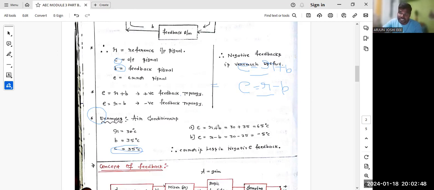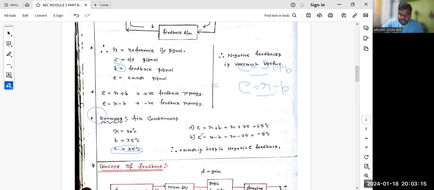E is nothing but the error, which should not be high. So E is equal to R plus B. What is the value of R, students? R is 30 plus B is 35. What is the total? 65 degrees. The error is more in the positive feedback amplifier, so that's why we are not going to use it much in applications. That's why we need to move on to the negative feedback amplifier.